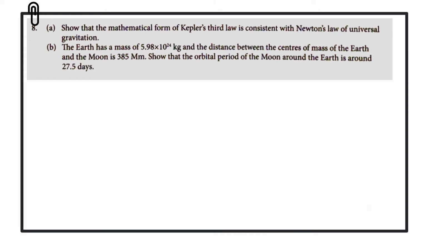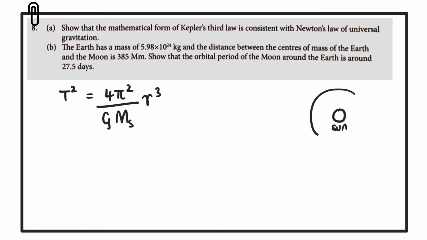Now we'll apply this equation to a calculation. I'm just going to rewrite it here. So we have t squared is equal to 4 pi squared divided by G multiplied by Ms, times r cubed. Remember that when we came up with this equation, we had Ms being the object in the middle, which was the sun, and then we had the earth orbiting on the outside of it.